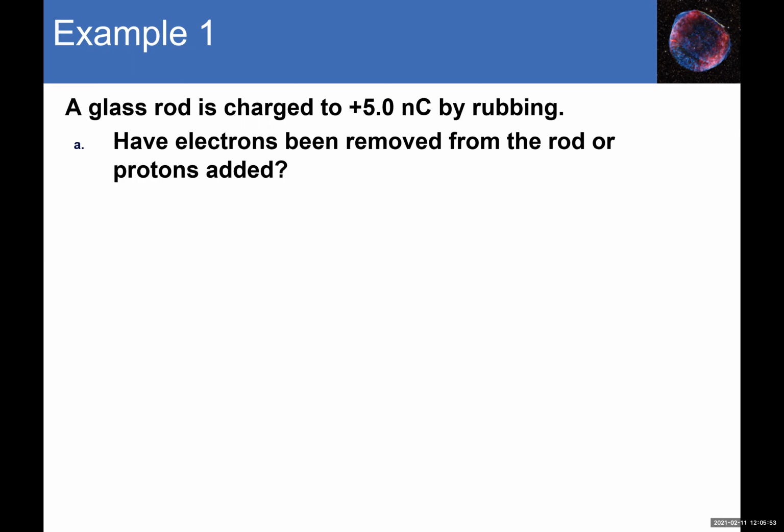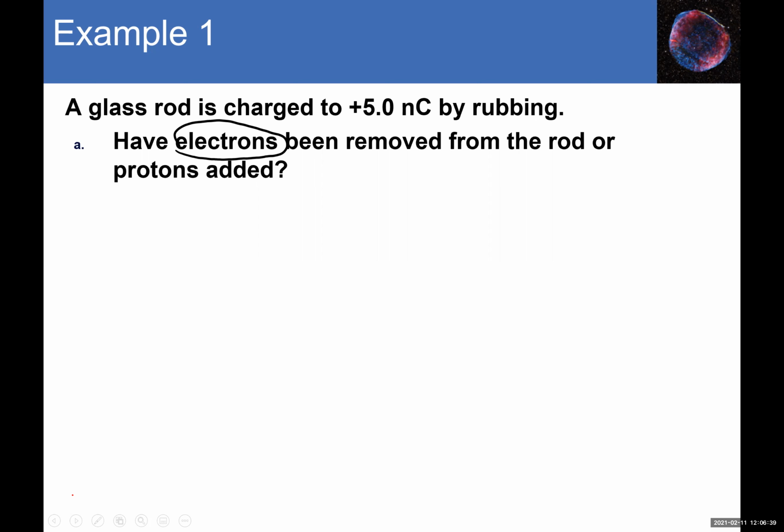Okay. I'm hoping that at this point you're already clear on which particles actually transfer from one object to another when you're charging something. It's always the electrons that are moving. The protons are not easy to move around in the first place because they are in the nucleus, very closely bound to one another.